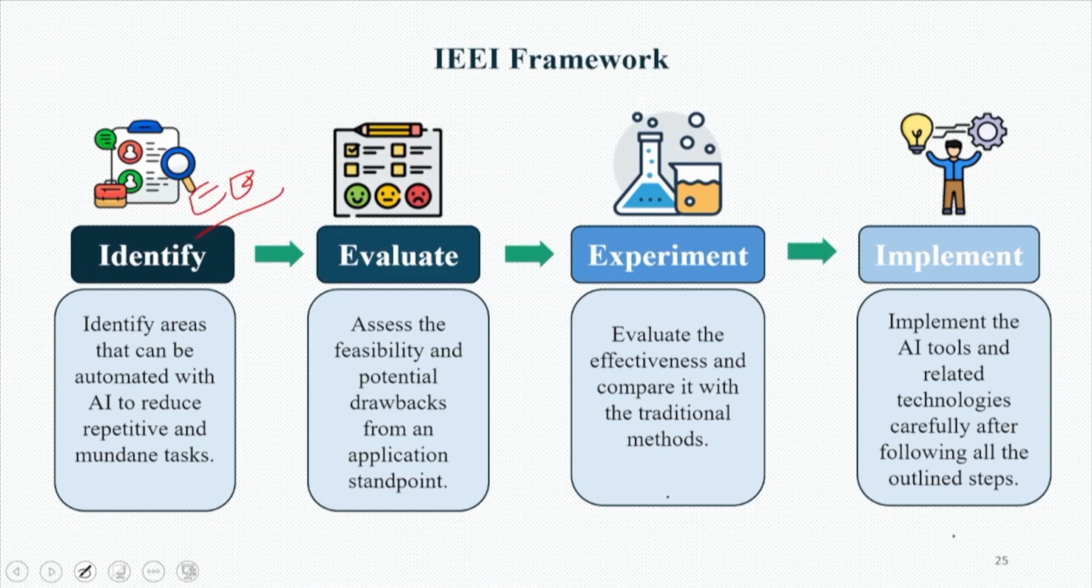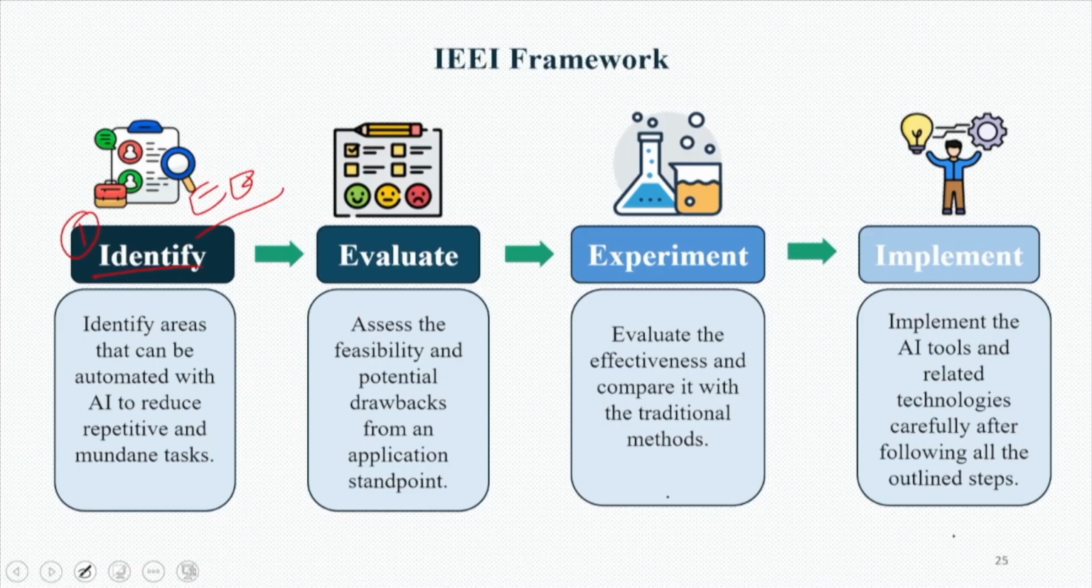So you have the first one, identify. The aim of incorporating technology in the workplace is to remove repetitive, mundane tasks. So HR should identify areas that can be automated with AI to reduce such tasks, allowing employees to focus on more meaningful work and projects. This can enhance employee engagement and strengthen their connection to the work environment.